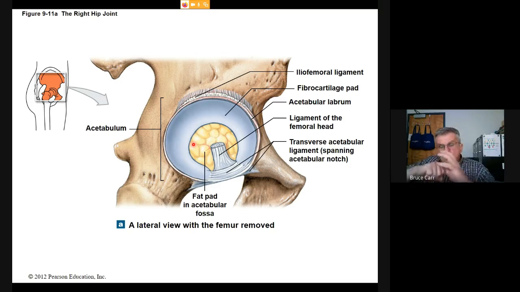So as the socket is like this and the ball is like this, and it's rotating like this as we walk, when it tries to move this way, that ligament of the femoral head comes tight and keeps it from pulling out of joint. So this is a very much stronger joint.